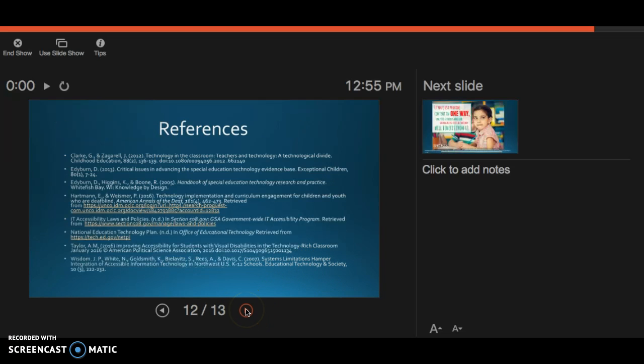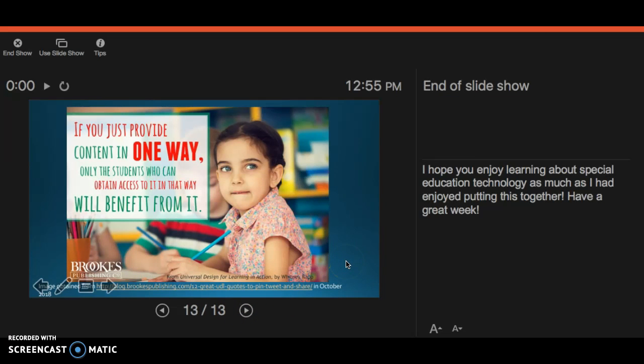These are my references. And I'd like to end with this quote: if you just provide content in one way, only the students who can obtain access to it in that way will benefit from it. So think about universal design for learning when you integrate technology for your students with exceptionalities.